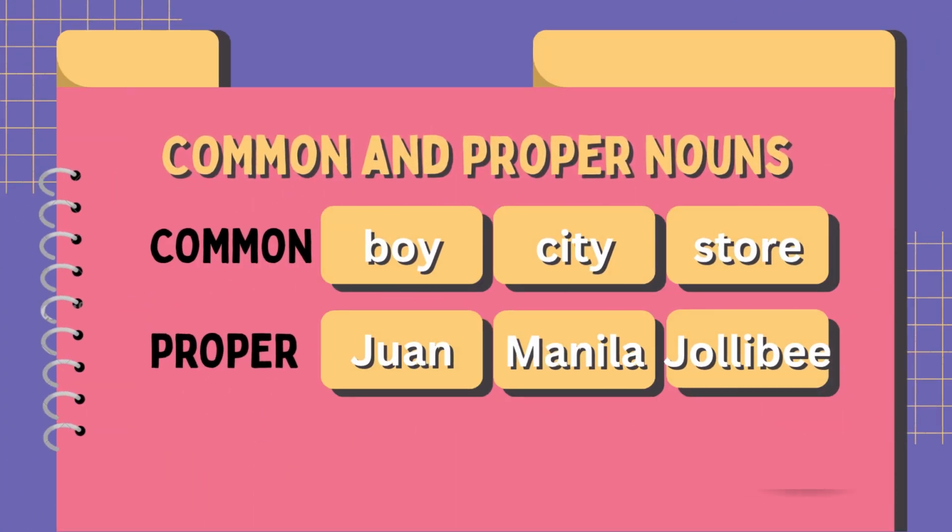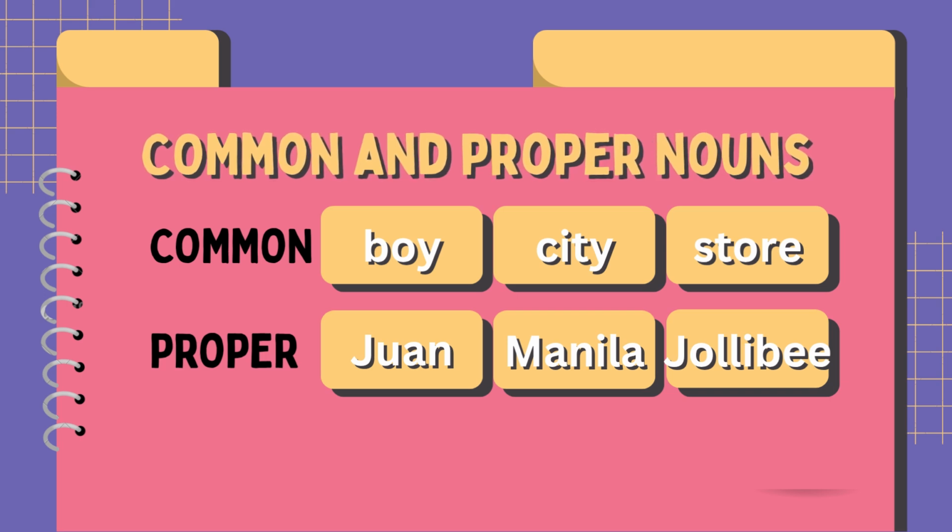There are two main kinds of nouns, common nouns and proper nouns. Common nouns are general names like boy, city, or store. Proper nouns are special names, and they always begin with a capital letter, like Juan, Manila, or Jollibee. If I say, the boy is eating, that's a common noun. But if I say, Juan is eating, that's a proper noun.